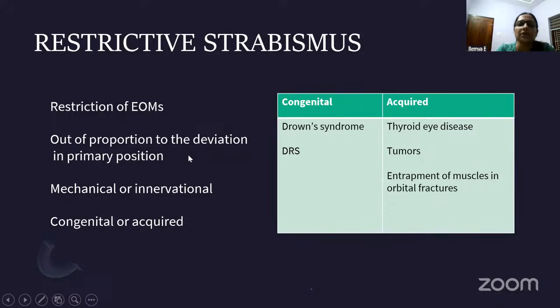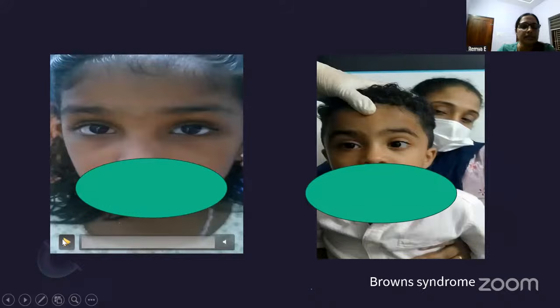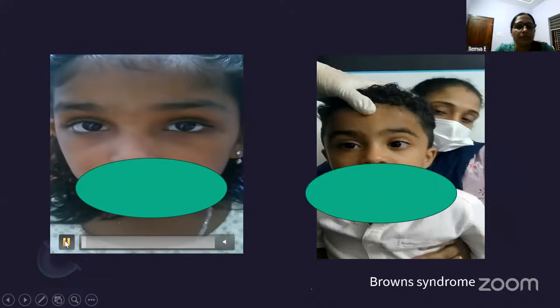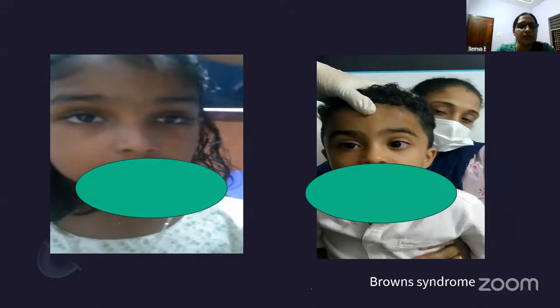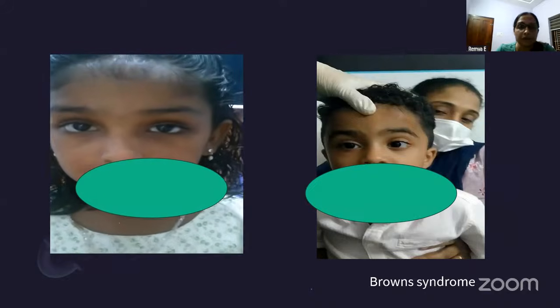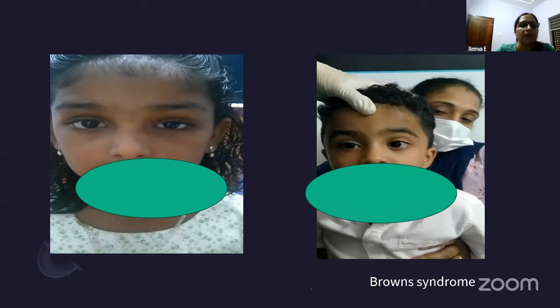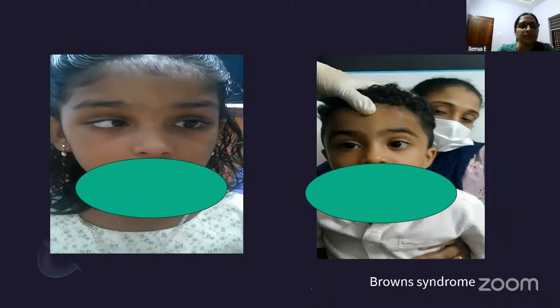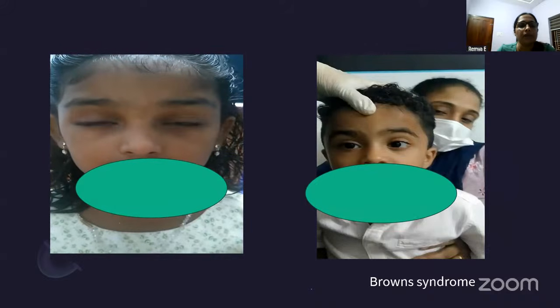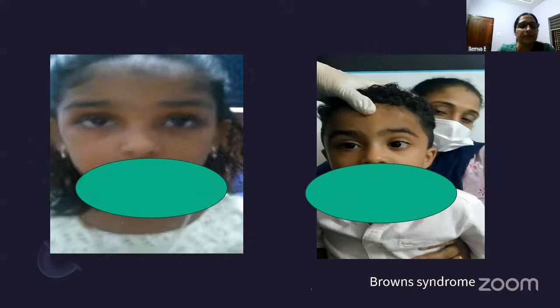So the amount of limitation will not be directly proportional to the deviation in primary position. You can just see this case. The child is orthotropic actually. She is orthotropic in the primary position. I'm telling in the primary position. And look at her extraocular movements. She is having a -4 abduction in the left eye.